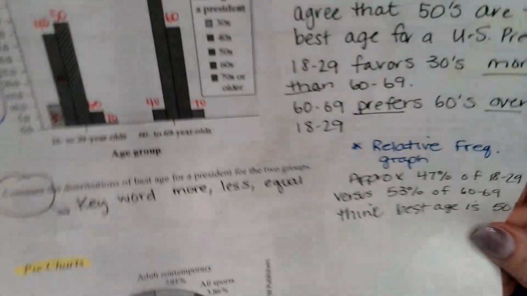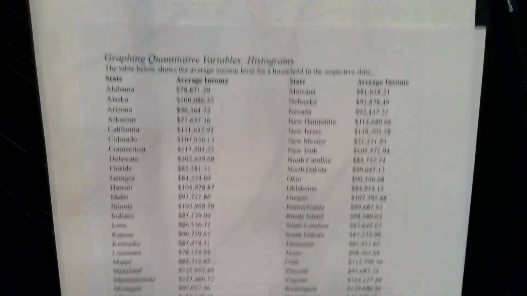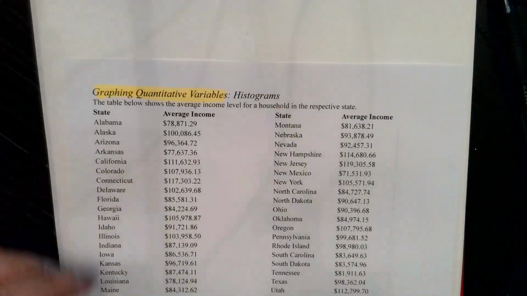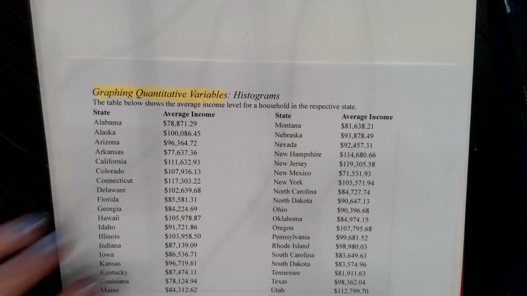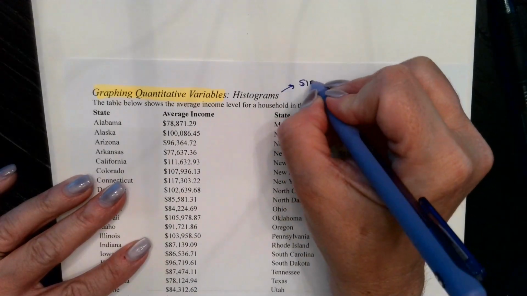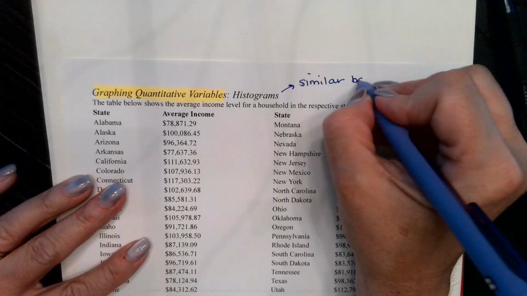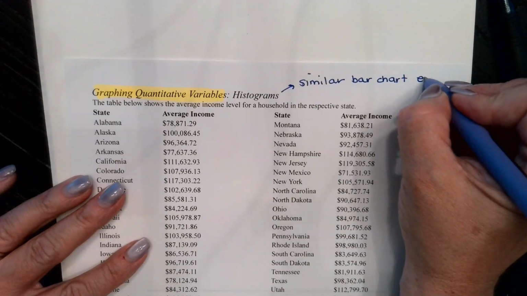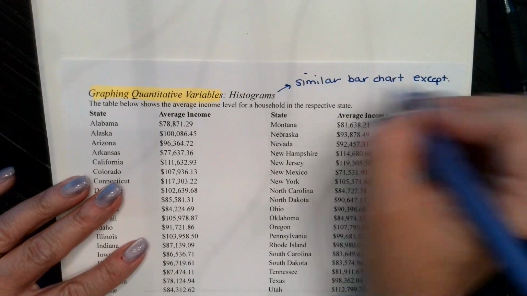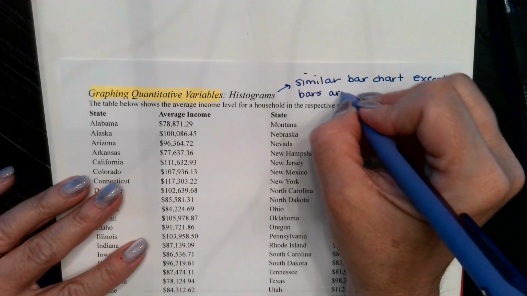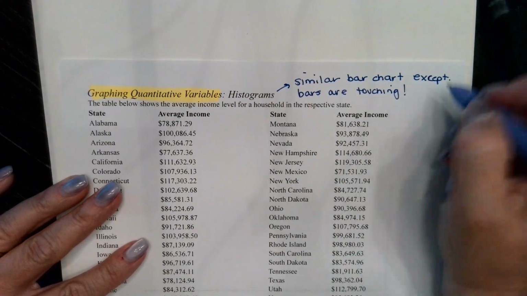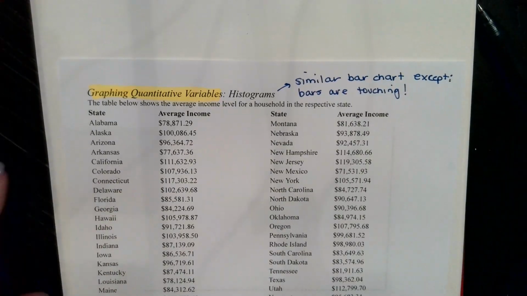Okay, so now let's get into quantitative. And we have lots of different ways to look at quantitative variables. So graphing quantitative variables. So the first one that we're going to look at is a histogram. And a histogram is similar to a bar chart or a bar graph, except your bars are touching. Okay, so we have an exception on a histogram, and that's that our bars are touching.